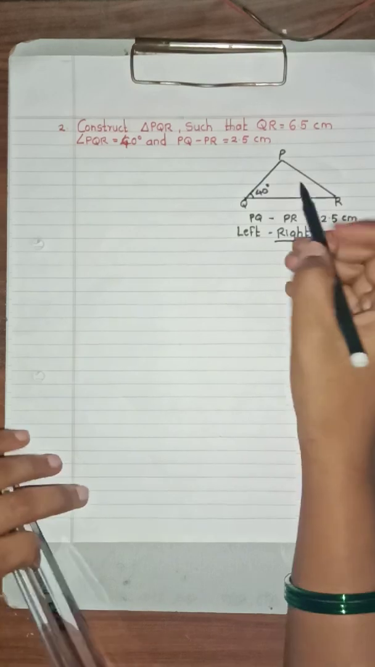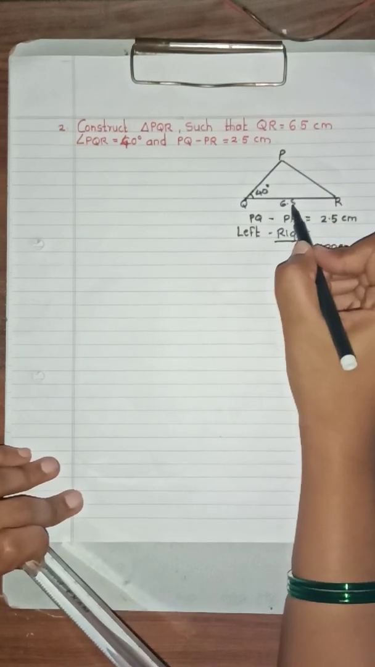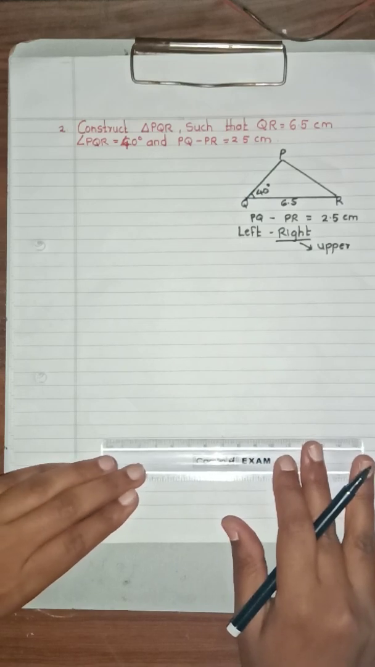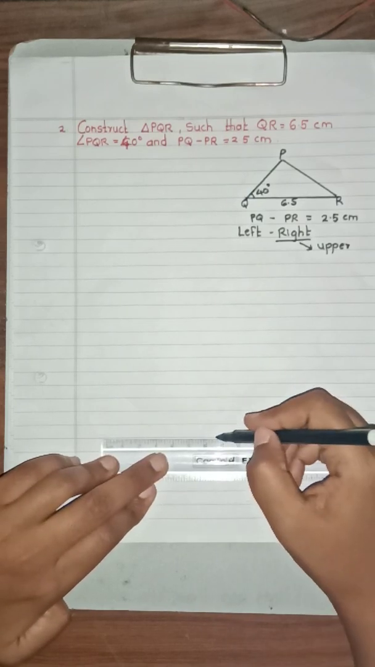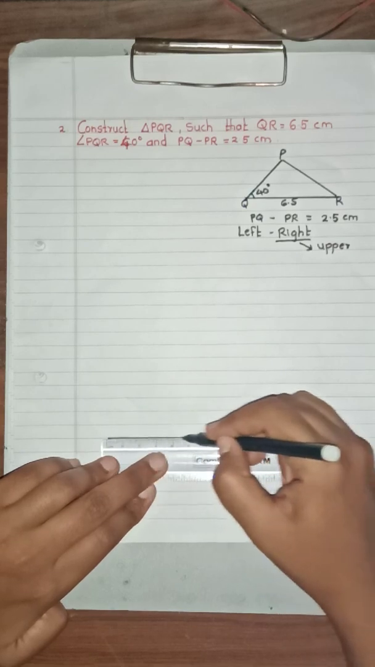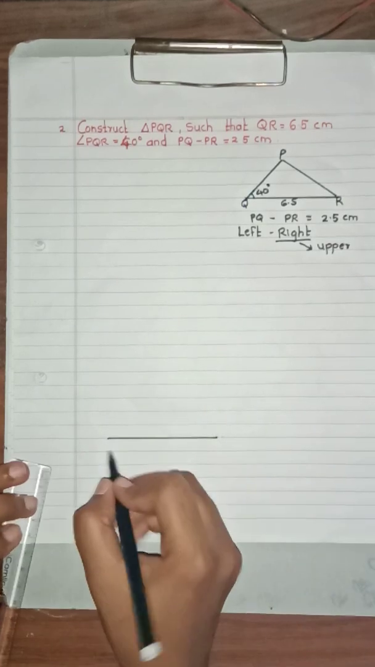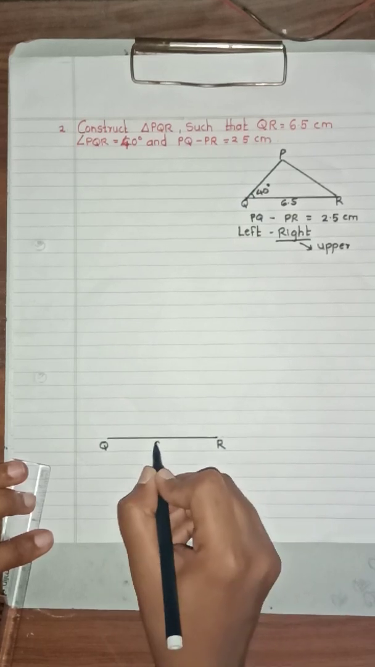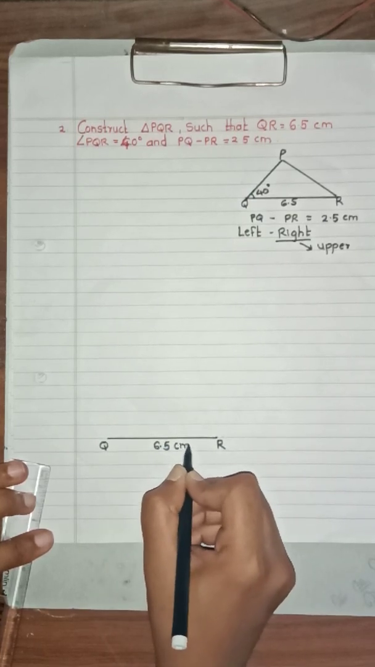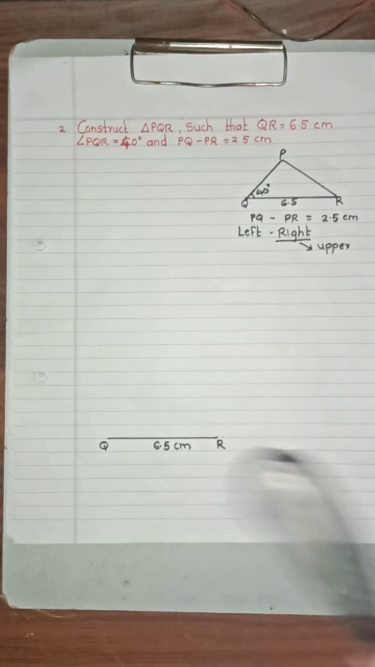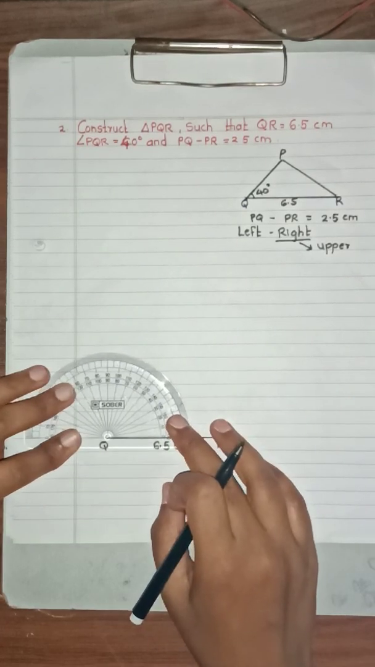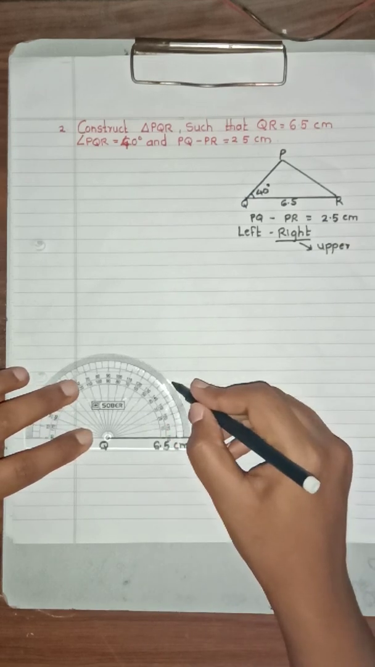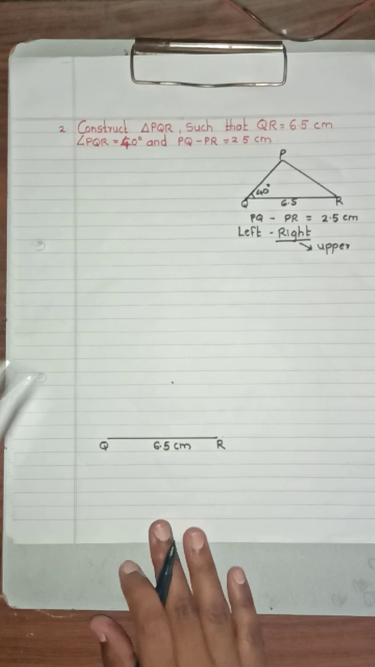Now what we'll do, this line is how much? 6.5. First of all you have to take a base of 6.5 centimeters. So I'll take a base here of 6.5 centimeters. This is your QR, 6.5 centimeters. Okay, then you have to take an angle of 40 degrees. Okay, so this angle will be of 40 degrees.